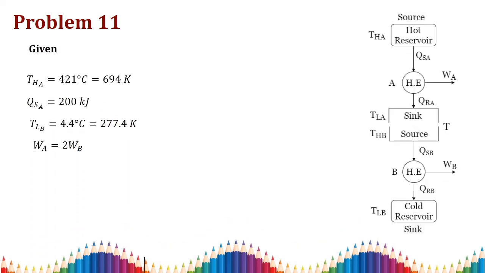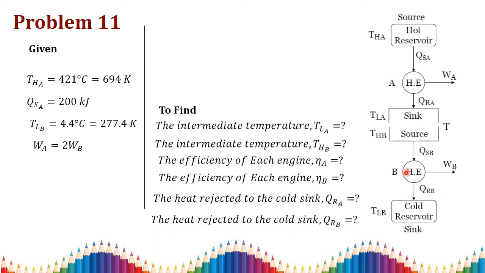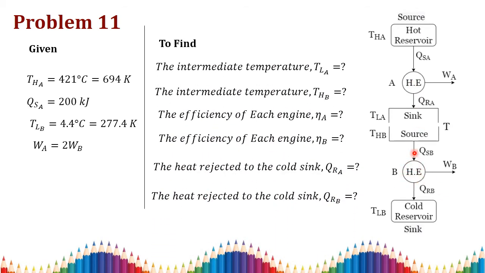Consider this as a diagram. Here we have one heat engine and here we have another heat engine. This heat engine is A and this heat engine is B. This is what they have said in the problem: the heat engine A rejects the heat directly to heat engine B. That is, this sink will act as the source for this heat engine.